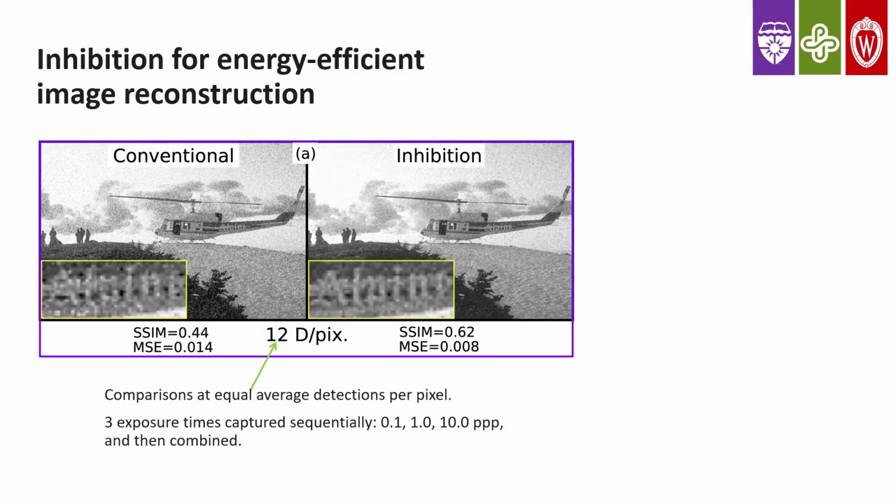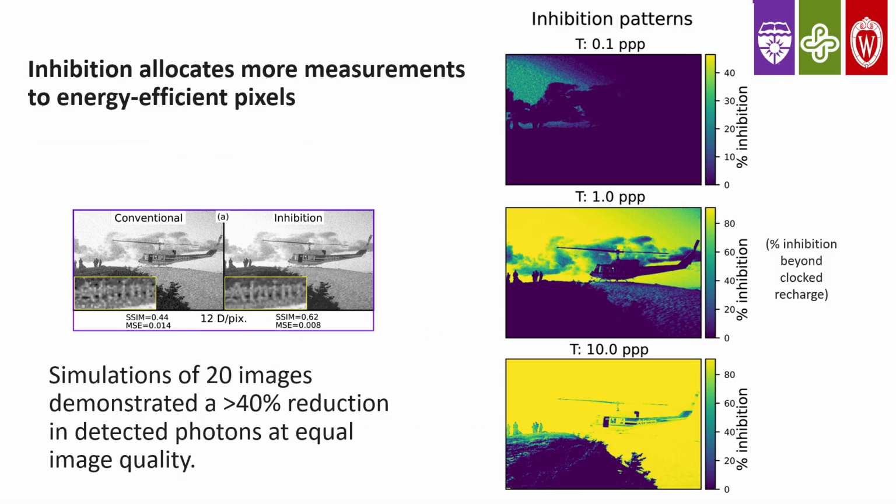In this simulation of a single static image, we fix the total avalanche energy consumption on both sides. The text is clearly readable under inhibition, but the conventional capture is too noisy. On the right, we see inhibition patterns for each of the exposure times, where more inhibition means fewer measurements are made at that pixel. The shortest exposure only inhibits modestly, and even that is only at the brightest pixels, so the measurements are uniformly spread. But the longest exposure allocates most of its measurements to the darkest areas of the scene.